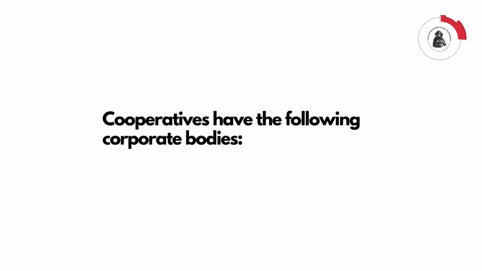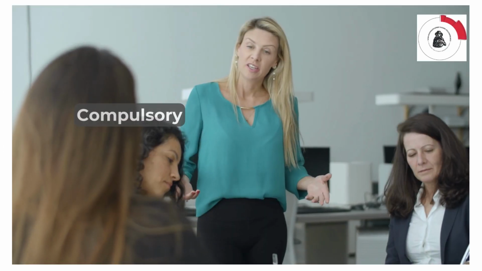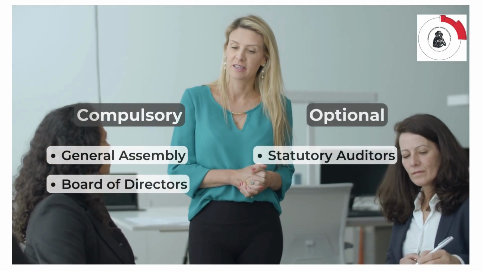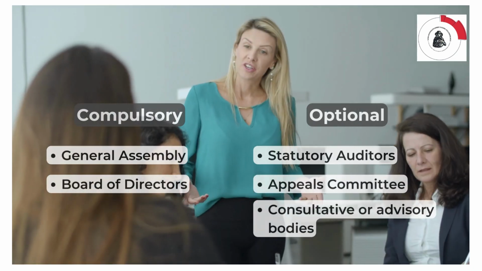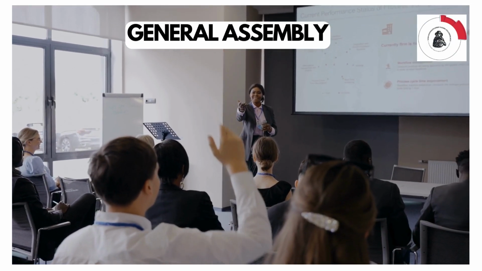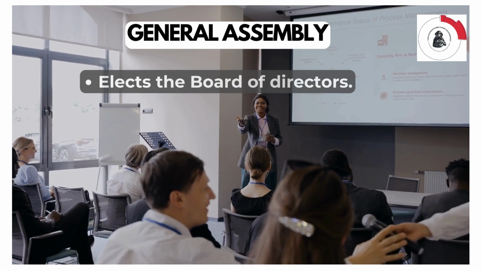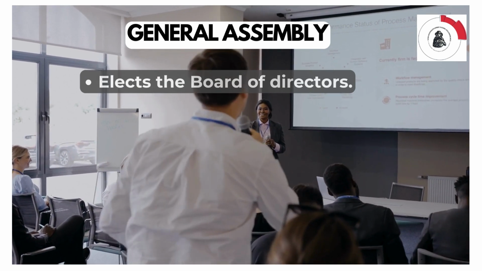Cooperatives have the following corporate bodies. Two compulsory ones, the General Assembly and the Board of Directors. Some optional ones, such as the statutory auditors, the Appeals Committee, and consultative or advisory bodies. The General Assembly elects the Board of Directors to exercise its functions on behalf of all and to represent them.